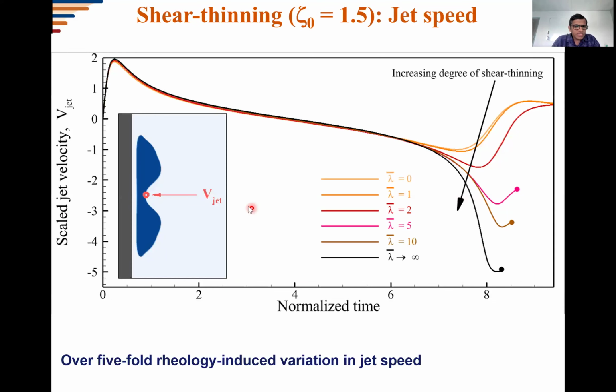So if we quantify these jet speeds by looking at the velocity of this bubble wall along the symmetry axis, what we find is that during this growth phase, there's not so much of a difference that is induced by changes in this material constant, but during the collapse phase, there's a dramatic change. So when this material constant is large, one gets jetting collapse, whereas when the material constant is close to 0, there's almost no jetting collapse. So there's over a 5-fold rheology induced variation in the jet speed that one observes. And the circles here indicate that this jet has made this distal side meet the proximal side of the bubble. That means the bubble has actually undergone a breakup.